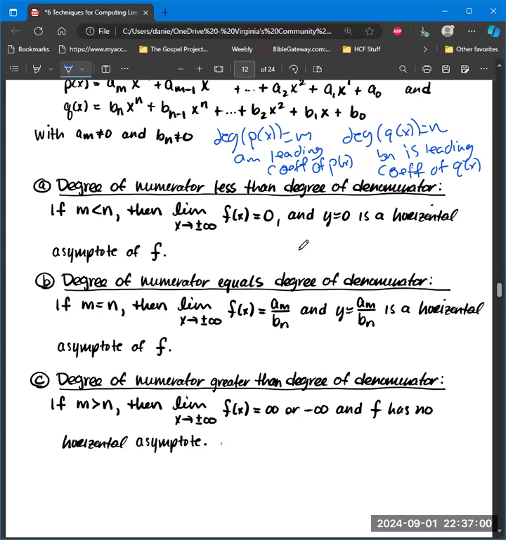If the degree of the numerator is equal to the degree of the denominator, then there is a horizontal asymptote at the ratio of the leading coefficients here. So limit as x goes to plus or minus infinity of f of x is equal to a sub m divided by b sub n, and y equals a sub m divided by b sub n is a horizontal asymptote. Don't forget to reduce that fraction.